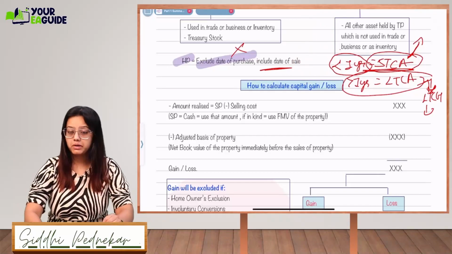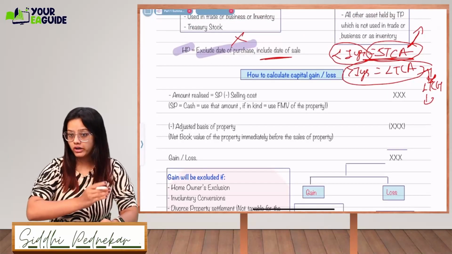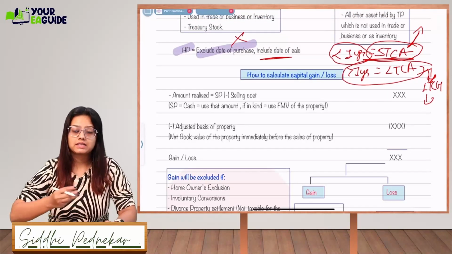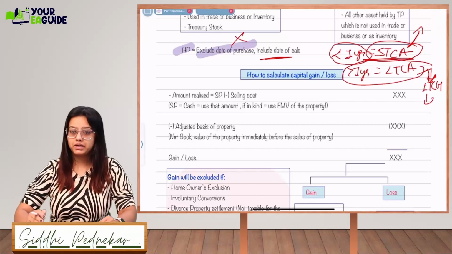So please remember to identify the holding period, and based on that, if it's less than 1 year, it will be short-term, and it will be taxable at the ordinary tax rates. If it's long-term, it will be taxable at the long-term capital gain tax rate.